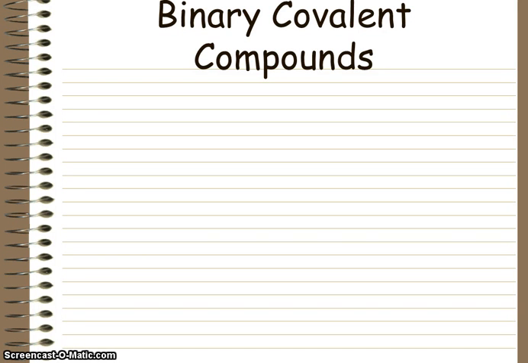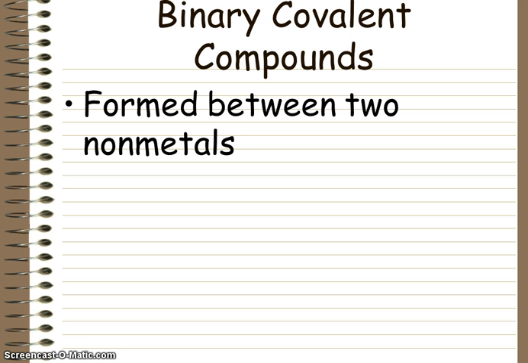Binary covalent compounds are a little bit different than binary ionic compounds. They're made of two types of atoms that are bonded together, but they're bonded together covalently instead of ionically. So what we're going to see are atoms on the same side of the periodic table in these types of compounds. Binary covalent compounds are formed between two nonmetals. And remember that nonmetals are to the right of the staircase.